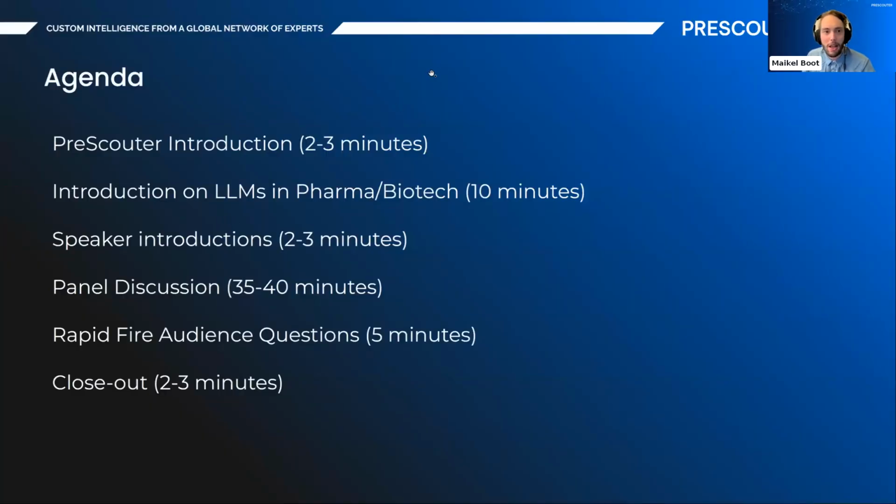Our agenda for today is a really brief introduction, and Jeremy will do that from our side on Prescouter. I don't think he'll even manage to hit 2 to 3 minutes, probably a bit shorter, but that's good. We can save some time there. Followed by an introduction on large language models in pharma and biotech, and just a bit of background setting from Weissel, from John Snow Labs. Then we'll do some brief speaker introductions, followed by the panel discussion of about 35 to 40 minutes. And then we'll open up the chat for the audience so that you can chime in with any questions you have for our expert panel, followed by a brief closeout.